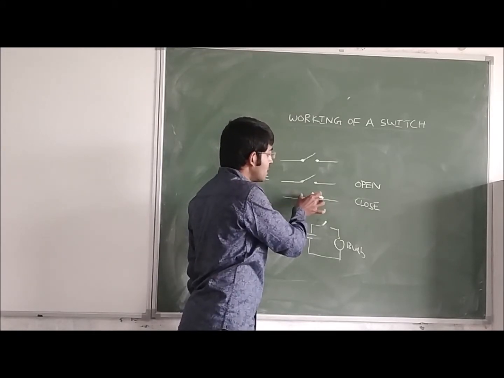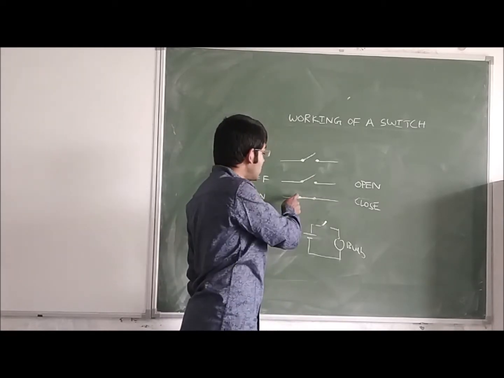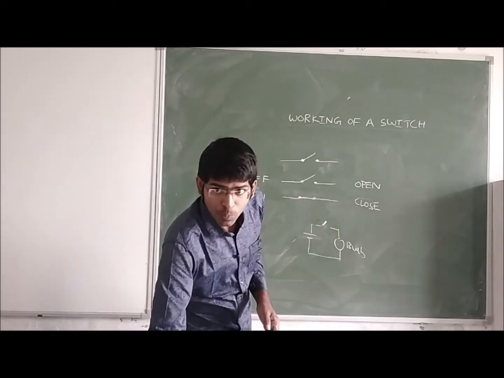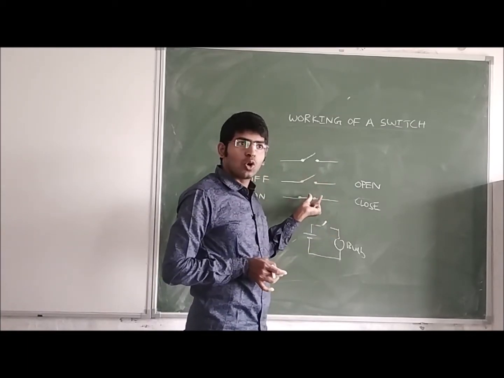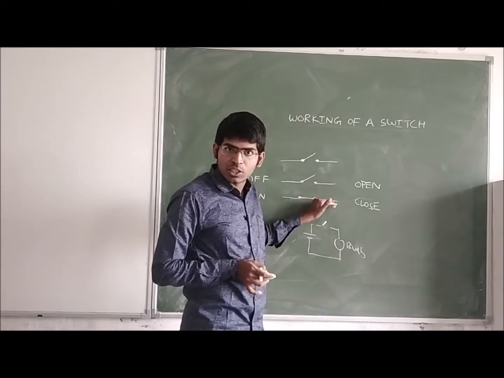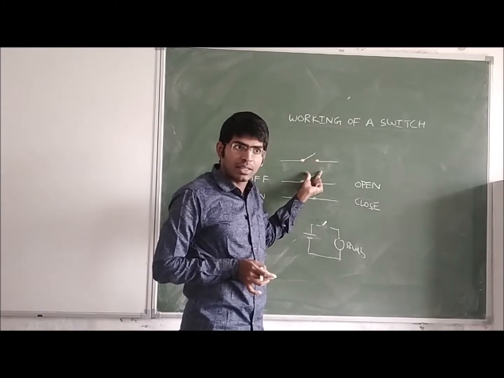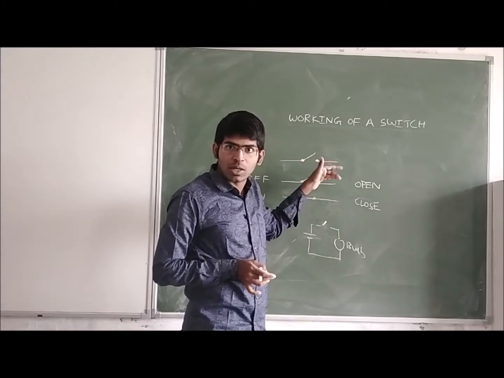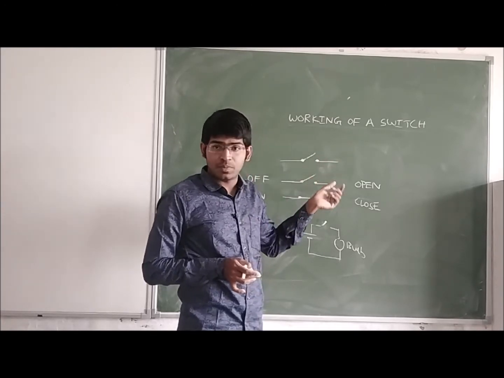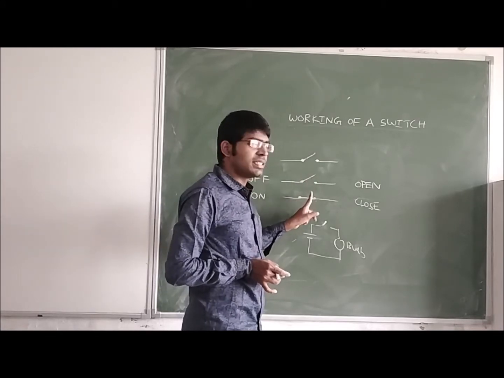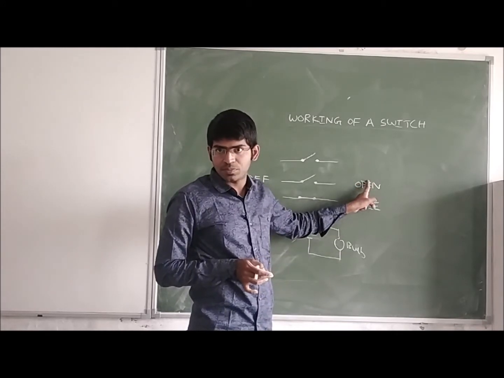Here, the pole is connecting the two contacts, so the switch is in on condition, and it is also said that the switch is in closed condition. So when the two contacts are closed by using the pole, the switch is said to be in on condition. When the two contacts are disconnected by using the pole, it is called an off switch. This is the off position and this is the on position. This is a closed switch, this is an open switch.